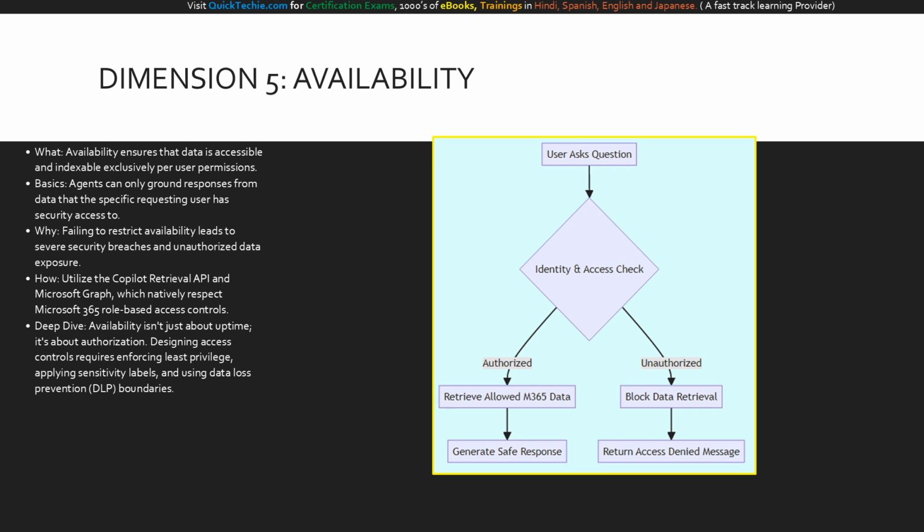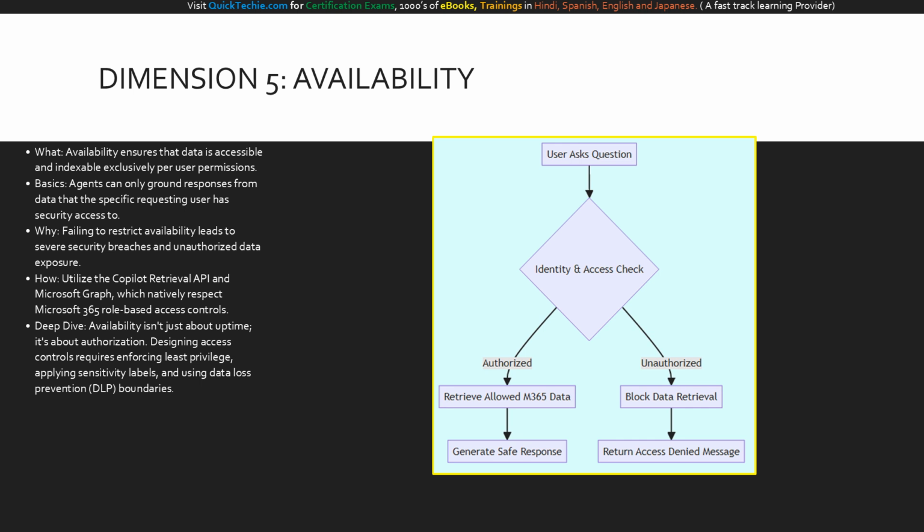Let's trace the security flow in this diagram to understand availability in action. At the top, a user asks a question. Immediately, the request hits a strict gateway, the Identity and Access Check node. The AI system evaluates who the user is and what they're allowed to see. If the user does not have permission to view the underlying documents, the system takes the right-hand path to block data retrieval, resulting in an access denied message.